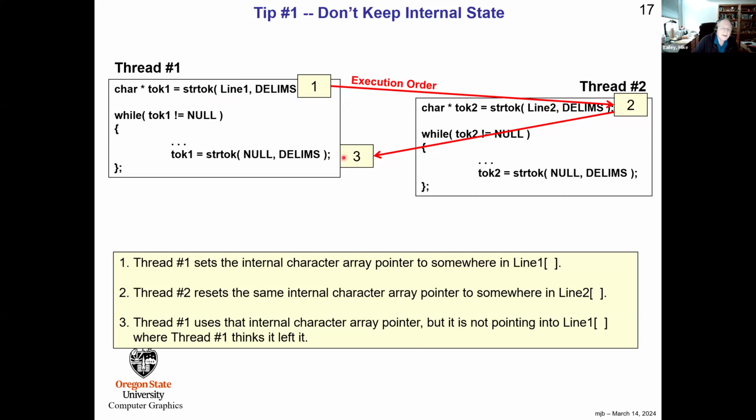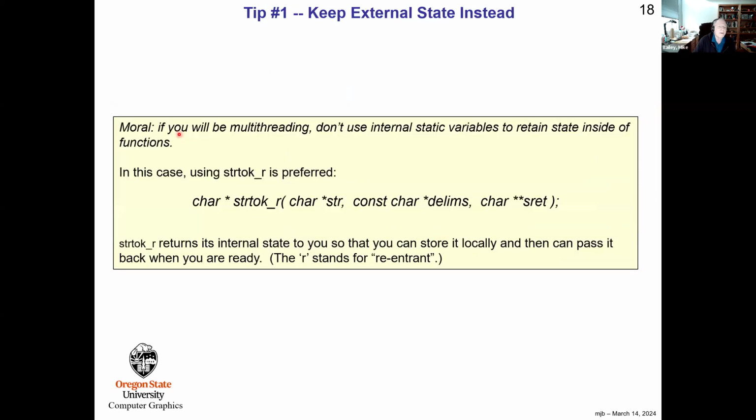Scheduler swaps them again, and now thread 1 is doing this, but that internal pointer is pointing into thread number 2's string, not the string of thread 1. And so amazingly enough, what this would do is it would produce tokens for thread 1 that thread 1's string didn't have in it. This is why you don't want to do it. Okay. There is a strtok_r, at least on Windows. The R stands for reentrant, meaning multiple threads can enter that function with no damage, with no possible side effects.